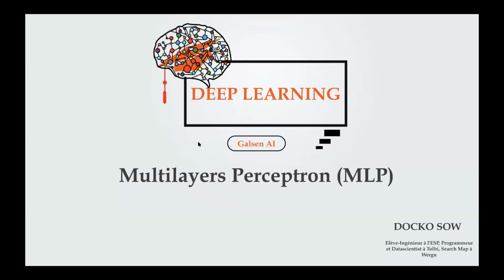Comme Dergen l'a dit, je suis élève ingénieur à l'école supérieure polytechnique de Dakar et je suis programmeur et data scientist à Tolbi. Aussi, je suis cofondateur de la startup Overgo et aussi membre d'un groupe qui s'appelle SureSumUp, qui est formé que de personnes qui sont amoureuses d'algorithmes. Aujourd'hui, je vais vous faire une présentation sur le multilayer perceptron, donc sur les réseaux de neurones.